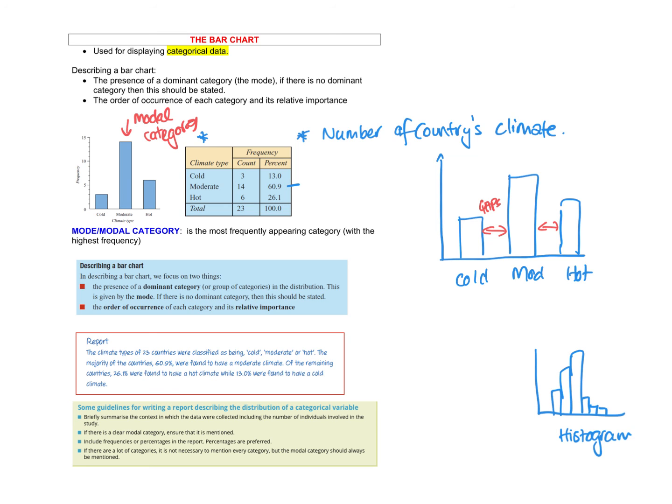All right, so just have a look at the report they've given you down here. They said the climate of 23 countries were classified cold, moderate or hot. They've written here the majority of countries, so you might say the modal category was moderate with 60.9. See how they're using a stat? And of the other remaining countries, they just went down there. If you have a lot of categories, you don't need to quote all of them. Just say what the most popular one is with its stat. So this is the dominant and it had this percentage.